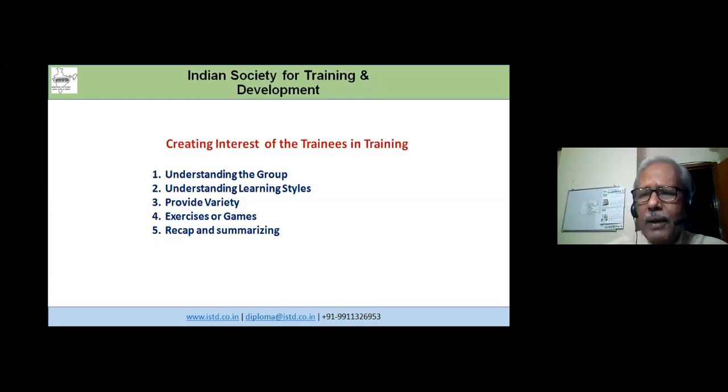And so ultimately the program went very well, and they were very happy to attend the program and they accepted the training program very well. So understanding the group is very important. Understand the learning styles of the group. Don't be monotonous by just giving auditory. Give certain things visual.